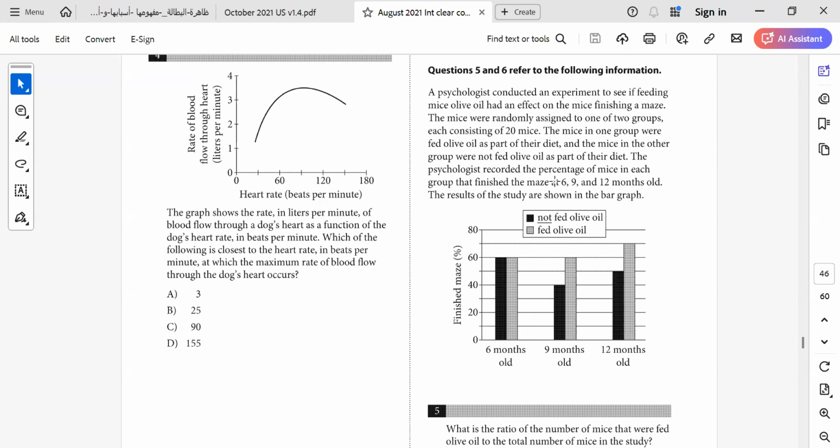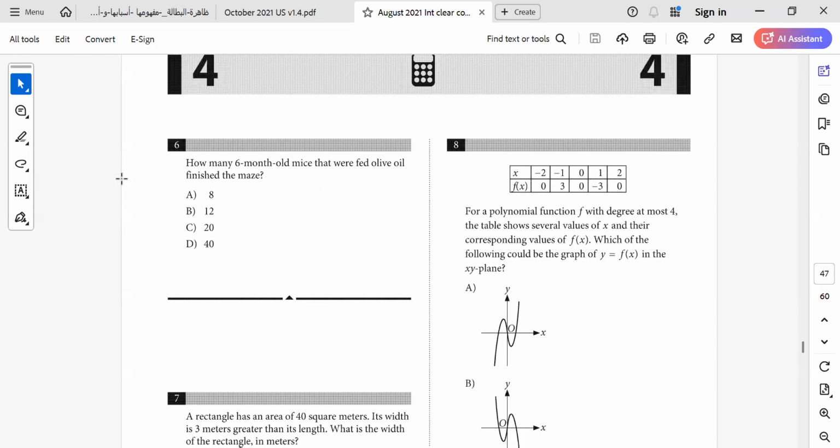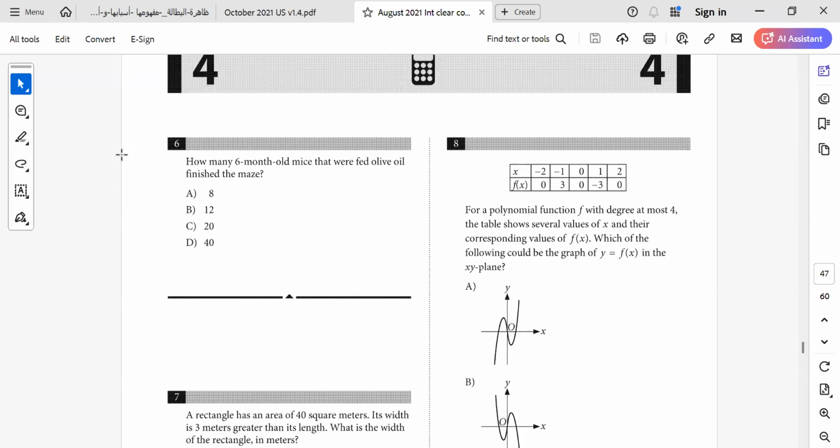And he recorded the percentage. That is percentage. 60 is percentage. 60%. So 60% out of 20, right? Yes, 60%. The answer of question 6 is 60% of 20 mice. I have 12 mice.